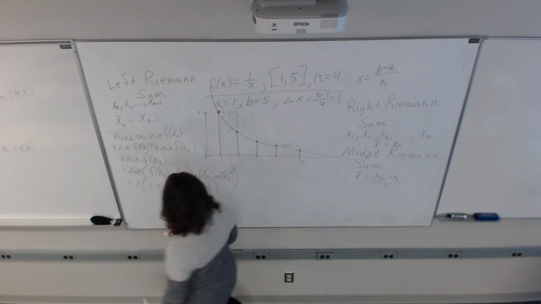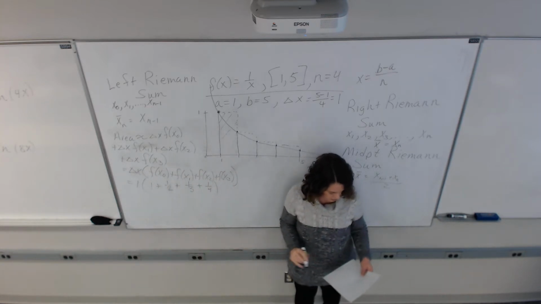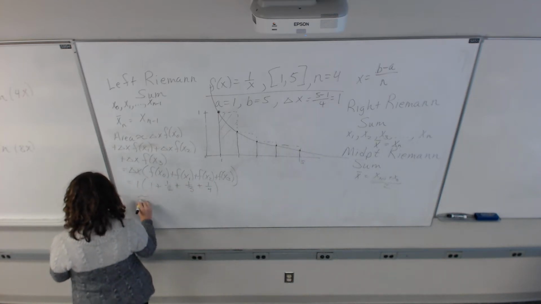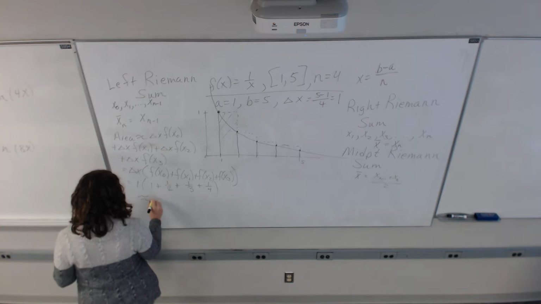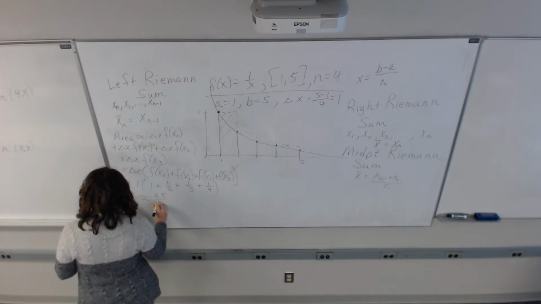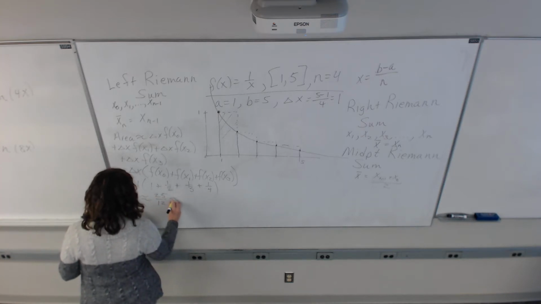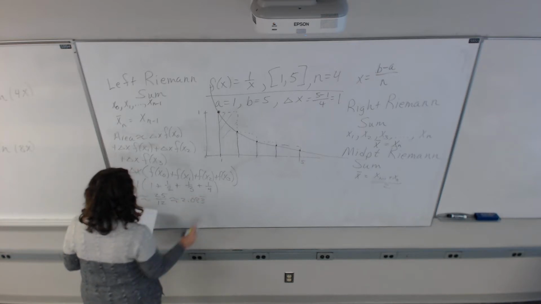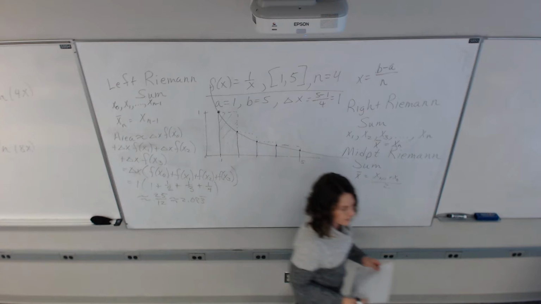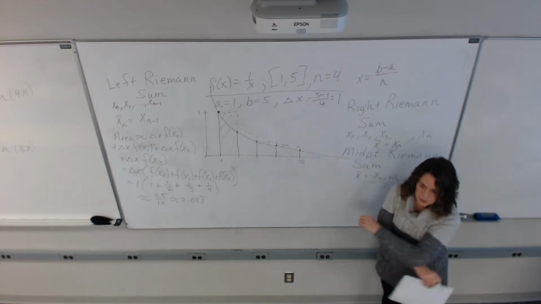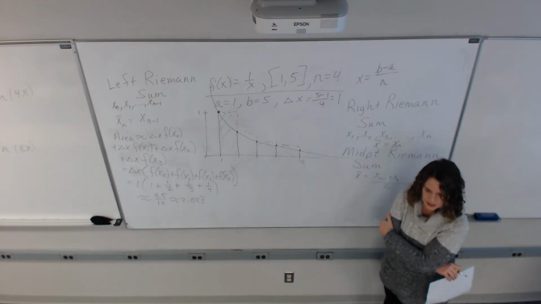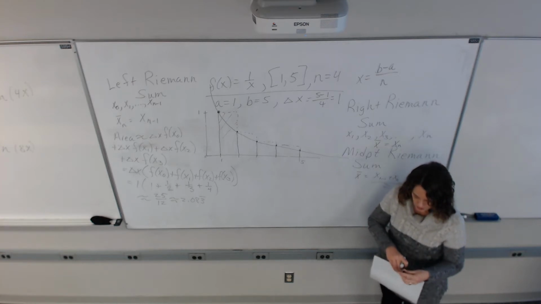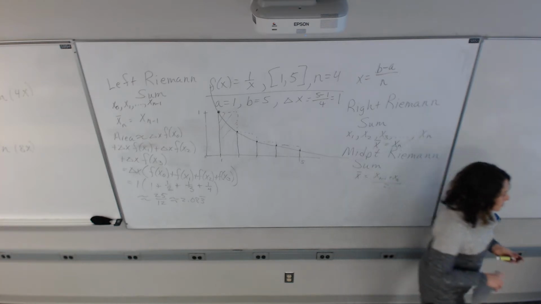Now you're going to have a common denominator, or you need a calculator, whatever you're going to do. But if you crunch out the numbers, you should end up with 25 divided by 12, which is about 2.083 bar. Okay? Is everybody with me to there? Does that make sense? It's a pretty straightforward process. Let's do the right Riemann sum.